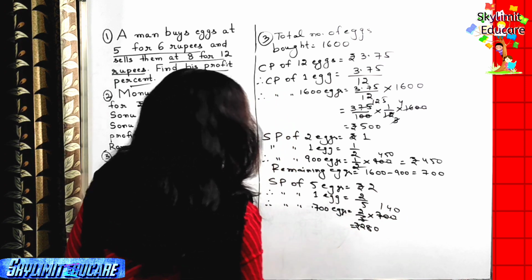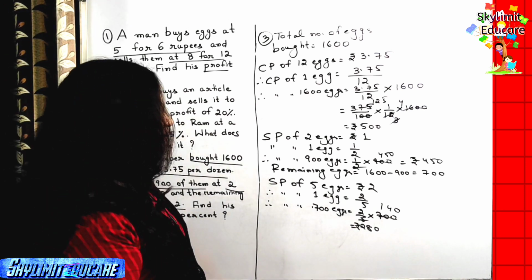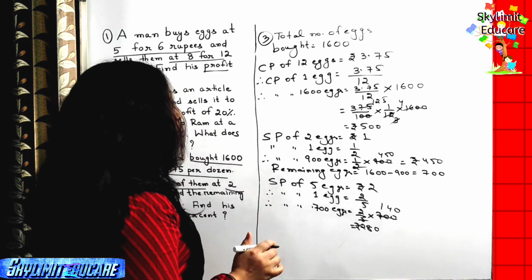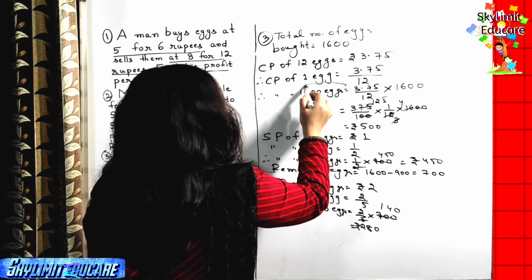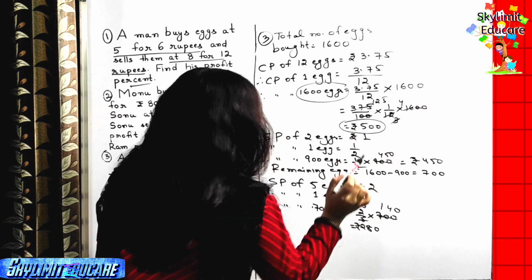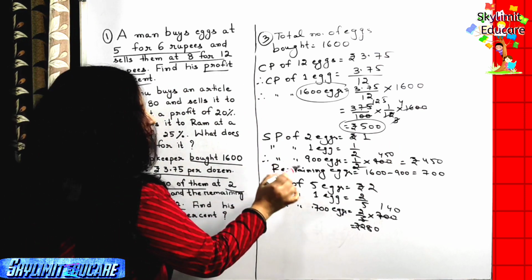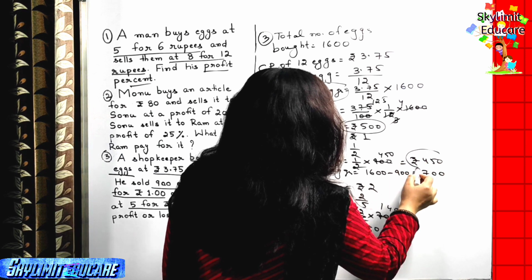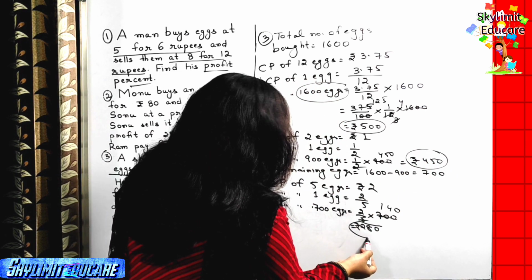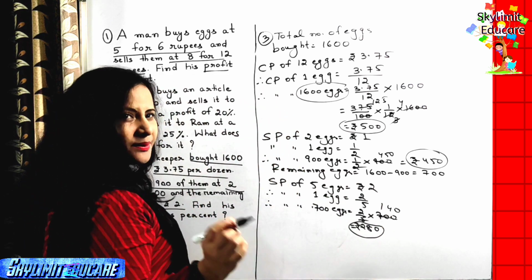So rupees 280 he received by selling the remaining 700 eggs. So in total he purchased 1600 eggs, at what price? At rupees 500, right? And he sold the first 900 eggs at rupees 450 and the second 700 eggs, that means the remaining 700 eggs, at rupees 280. So let us find out the total selling price.